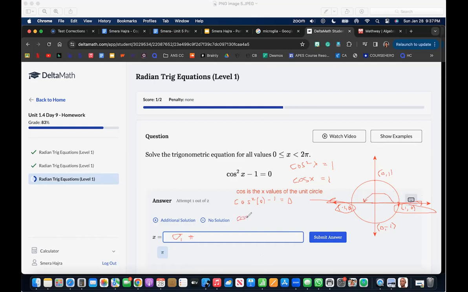All right, so let's see how that works out. So we have cosine squared of pi minus 1. So cosine of pi is 0. Sorry, not 0. Keep saying the wrong thing. Cosine of pi is -1. And we square that, we get 1. Minus 1 equals 0. So we get these two values.